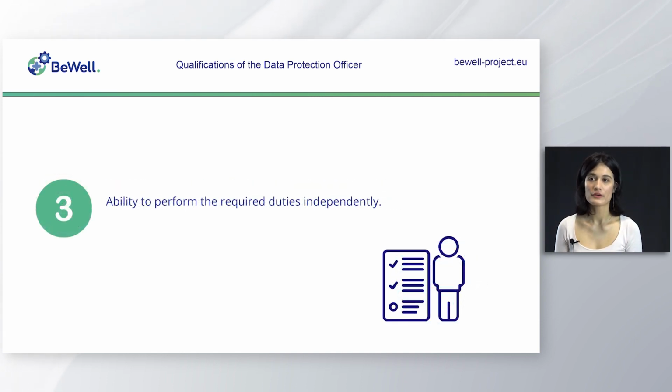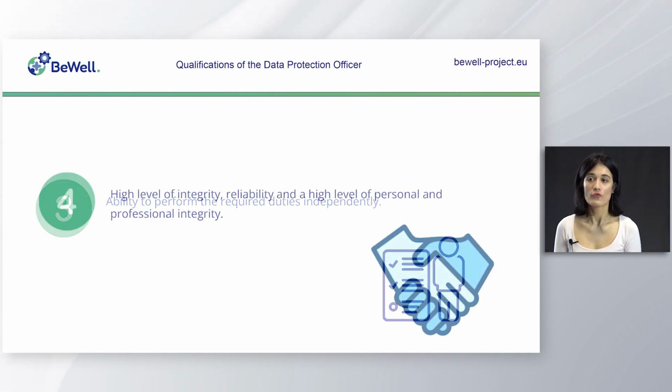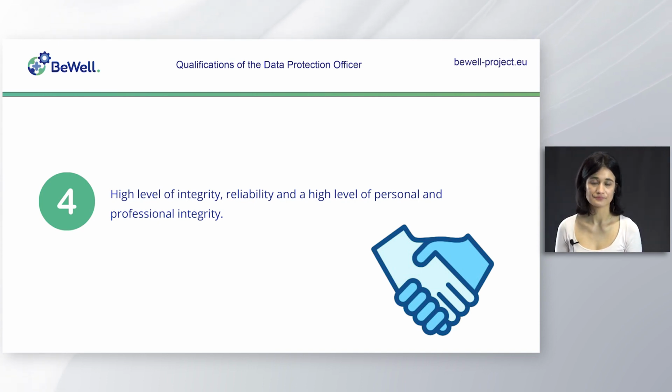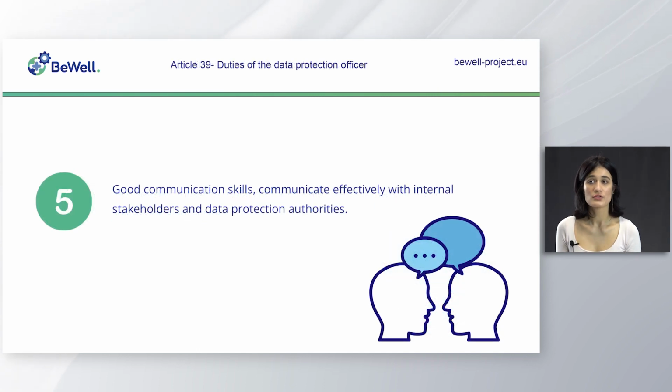3. Ability to perform the required duties. The DPO must be able to perform their duties independently and have the necessary skills and knowledge to fulfill their responsibilities. 4. High level of integrity. The DPO must be trustworthy and have a high level of personal and professional integrity, as they will have access to sensitive data and will be responsible for ensuring compliance with data protection laws. 5. Good communication skills. The DPO must be able to communicate effectively with both internal stakeholders and data protection authorities.